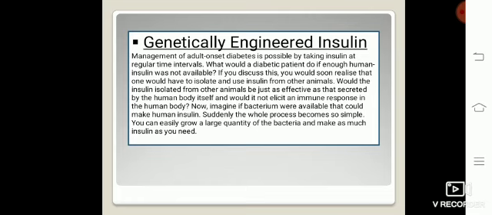Insulin is naturally made in our body. In the pancreas, specific cells called beta cells are responsible for making insulin. But in some cases, if it is not made, the person suffers from diabetes or type 2 diabetes. So now we have to discuss how we make genetically engineered insulin.